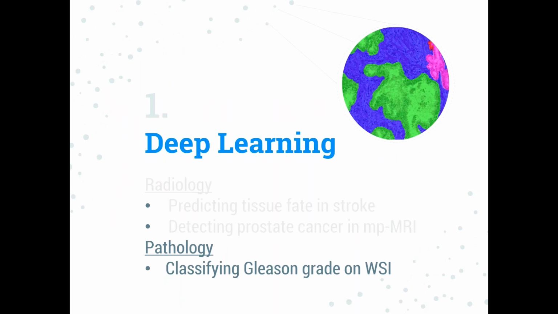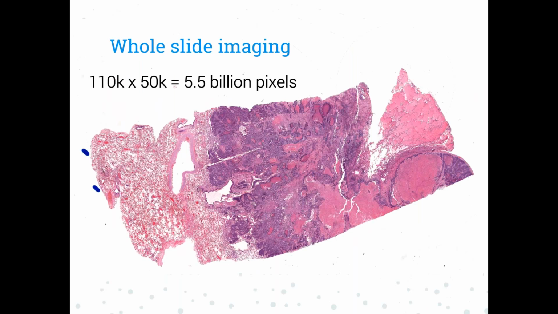So staying within the prostate, we are also looking at whole slide imaging. So just a bit about whole slide imaging. It's a massive amount of data. This is a lung wedge resection with H&E staining, and it has about 5.5 billion pixels in it.